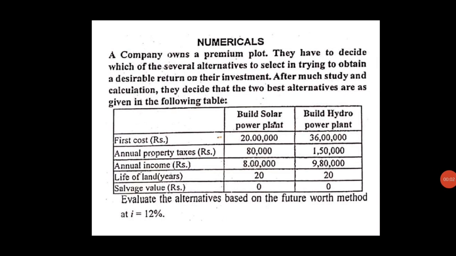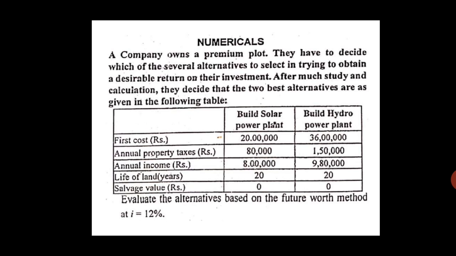Hello students. Now we shall look at a numerical on future worth method. So a company owns a plot, premium plot. They have to decide which of the following alternatives to select in trying to obtain the desirable return on their investment. After much study and calculation, they decide the two best alternatives are as given below. To build a solar power plant or build a hydro power plant. Evaluate the alternatives based on the future worth method at interest rate of 12%.